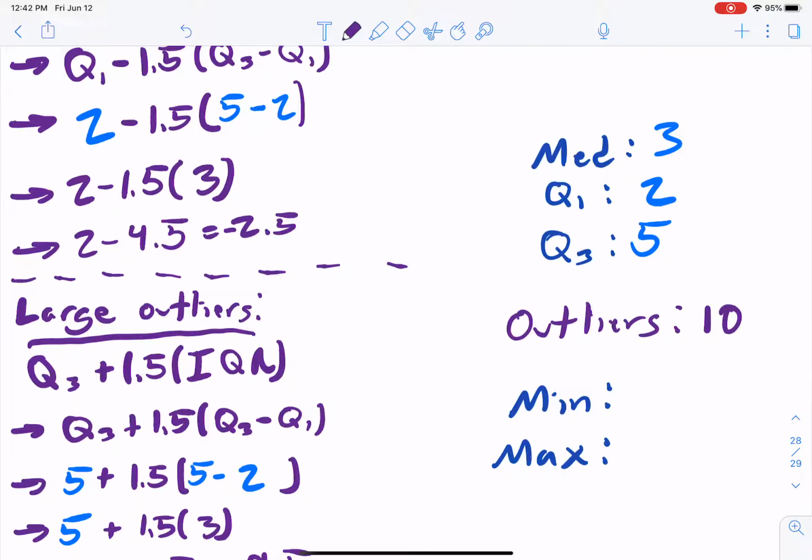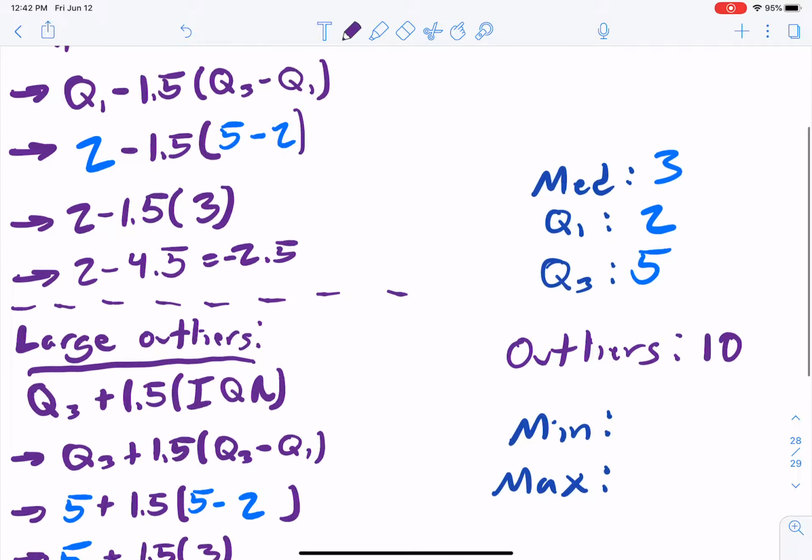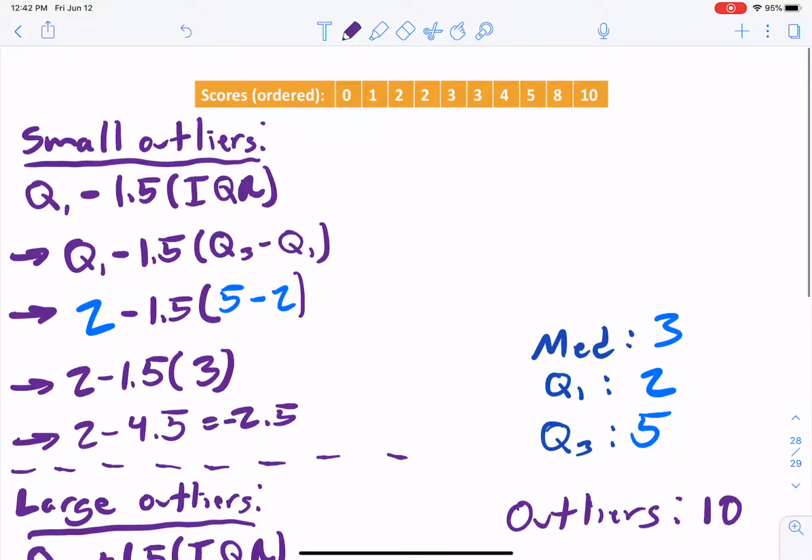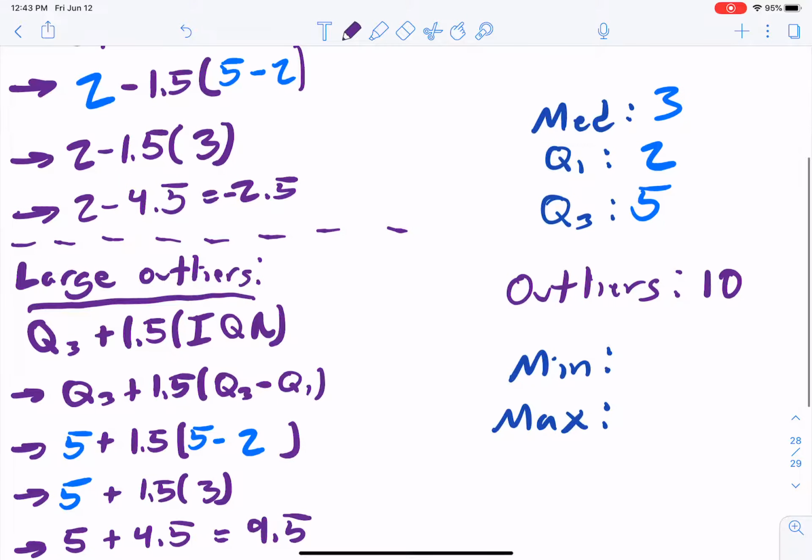All right, cool. And then recall that when we're doing our minimum and our maximum, we're looking for the minimum and maximum excluding outliers, okay? So our minimum value just so happens to be 0. That's the smallest value because we also found that there were no outliers below. We found that any value that fell below negative 2.5 is considered an outlier. Well, we don't have that. So our minimum value is 0.